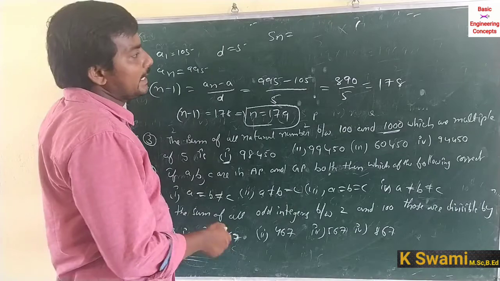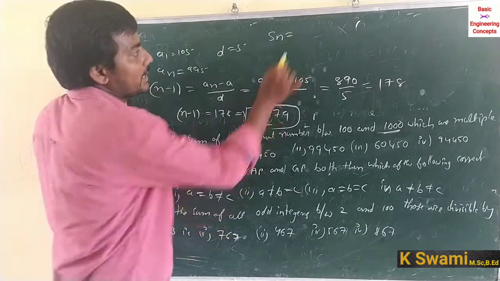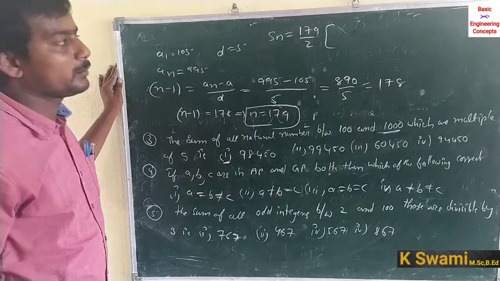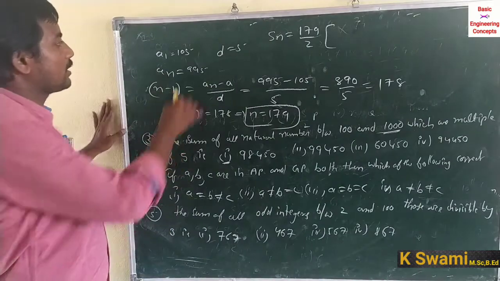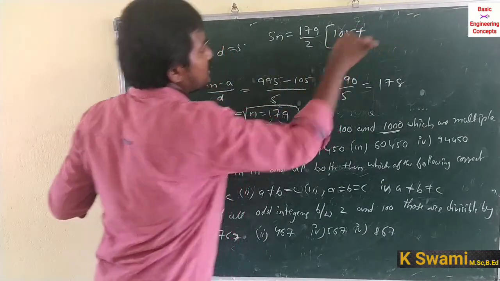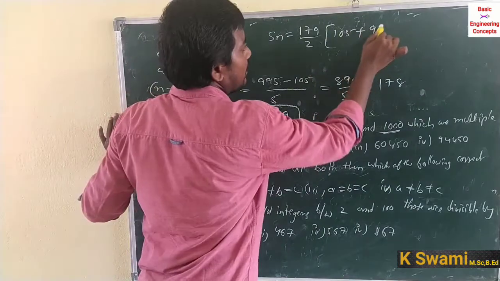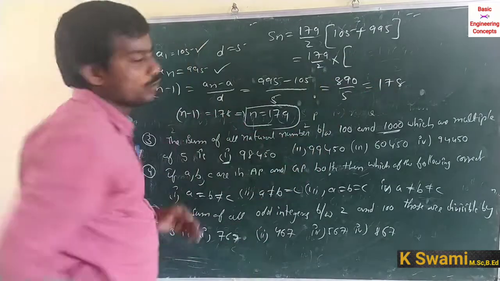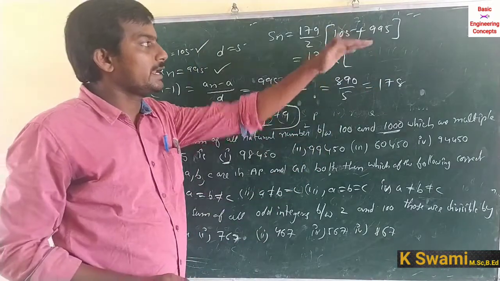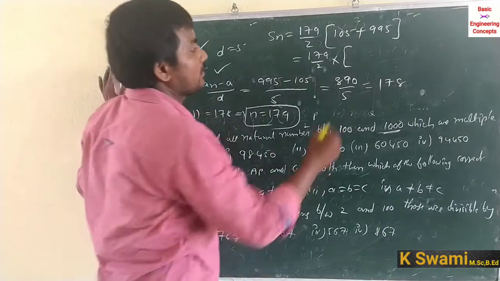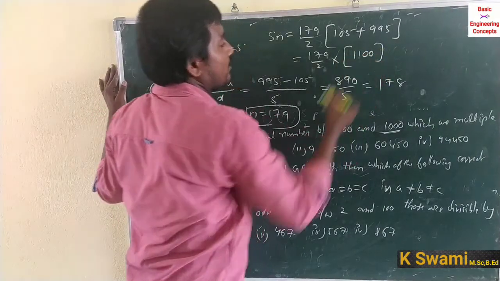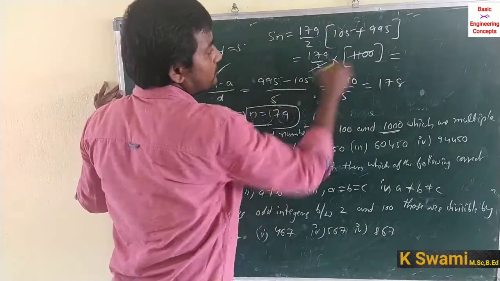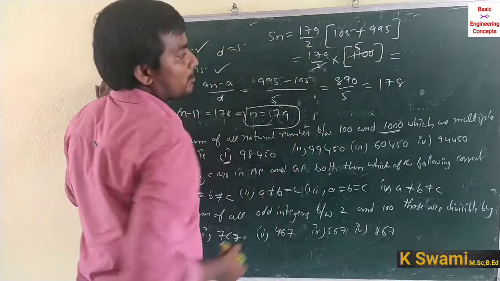Sn is equal to n by 2 into first term plus last term. n is equal to 179, so 179 by 2 into the first term 105 plus the last term 995. So that is equal to 179 by 2 into 105 plus 995, which is equal to 1100. 2 5s are 10, 2 ones are 2, so 550.